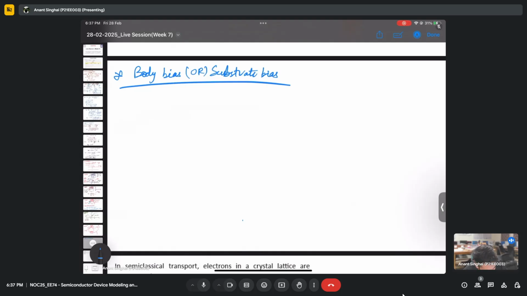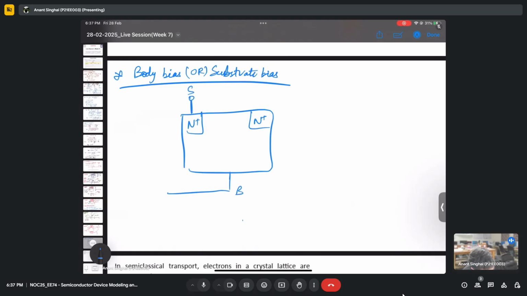So let me ask you. This is n plus, this is n plus. Now let's say this is the body, so this is B, this is the source, this is the gate, and this is the drain. What we do is apply a certain voltage across VBS. This is basically ground right now. Let's say this is plus minus, so this will be VBS.